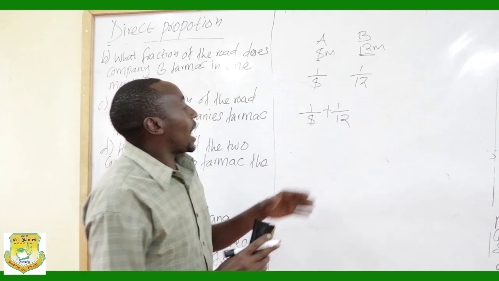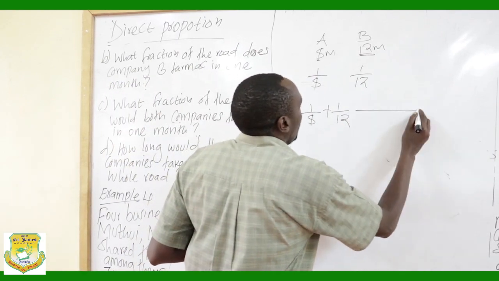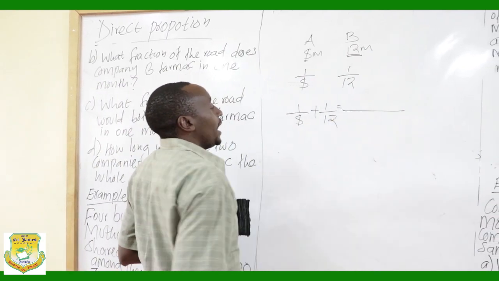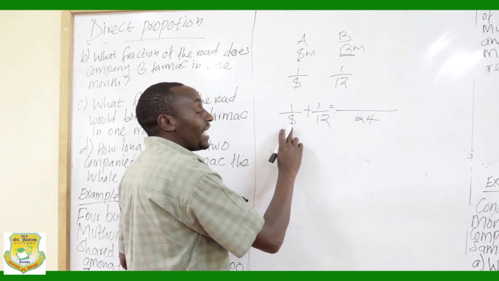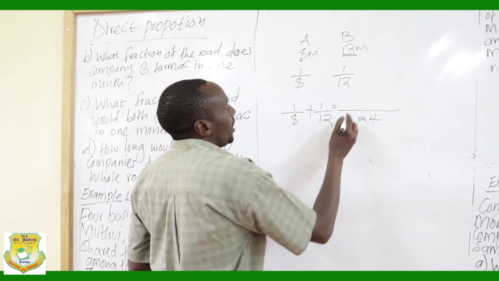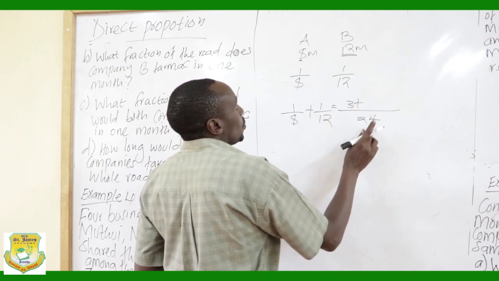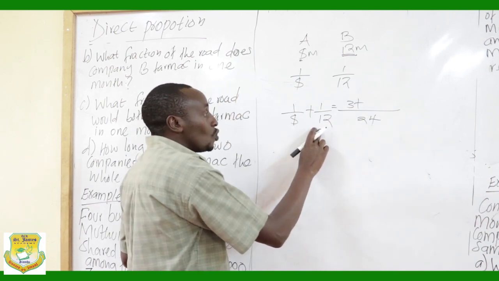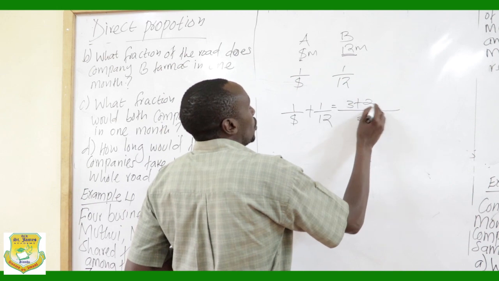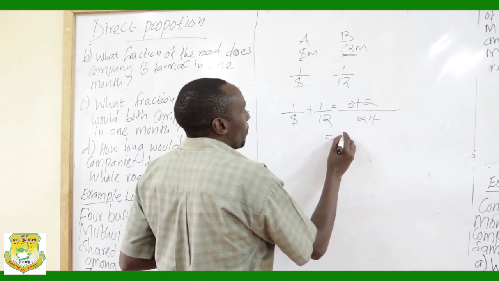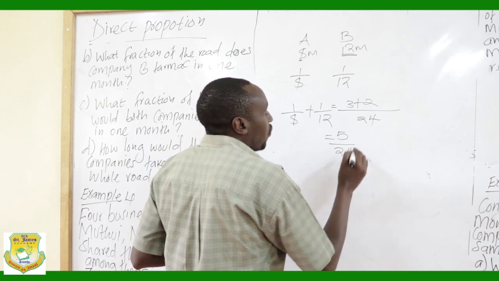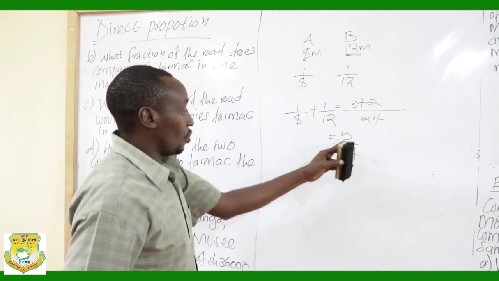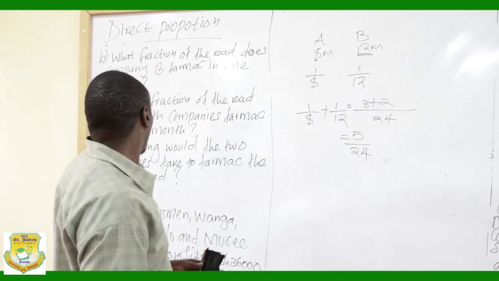So, the LCM is 24. So, 24 divided by 8, I get 3, 3 times 1, 3. Plus 24 divided by 12, 2 times 1, 2. So within 1 month, both companies will tarmac 5 over 24 of the road as a fraction.